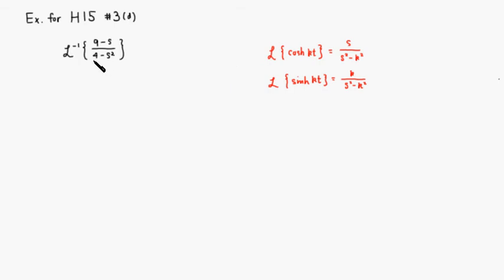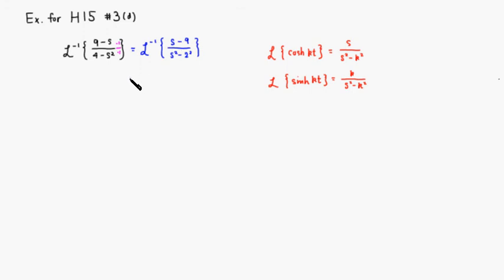First we have 2 squared minus s squared. So I want to just multiply top and bottom by -1 to get this. So multiply by -1 here and a -1 here. Then you will get the inverse Laplace transform of (s minus 9) over (s squared minus, I'm going to write 4 as 2 squared).